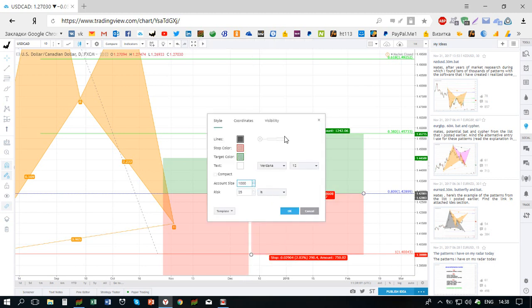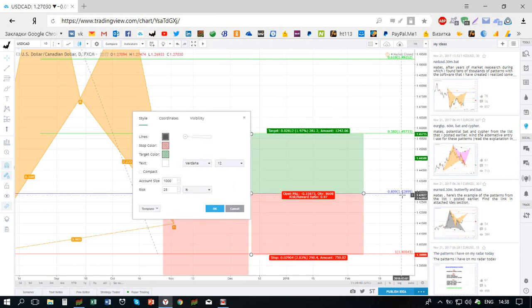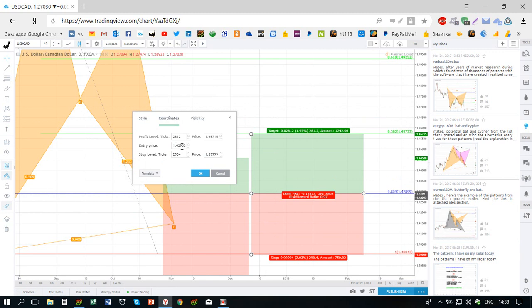Let's do the numbers. Coordinates: 42.1899 is the entry. Of course, 1899. The profit level is 45.733, and the stop loss is 40.043.